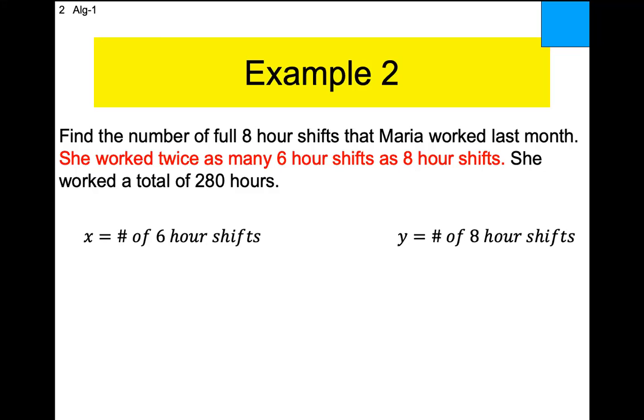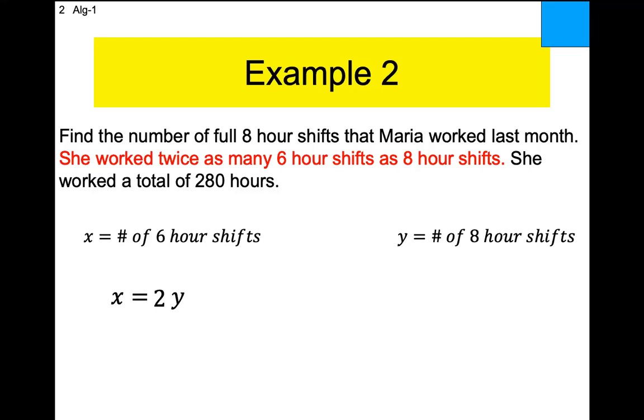8 times 2. We're going to multiply the 8. Why? Because there's twice as many 6-hour shifts. So we need to multiply 8 hours. Which letter is 8? Y. So it's going to be 2y is equal to x.